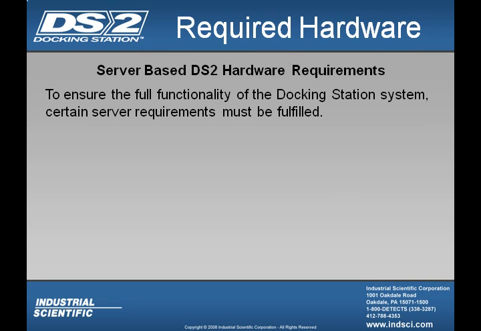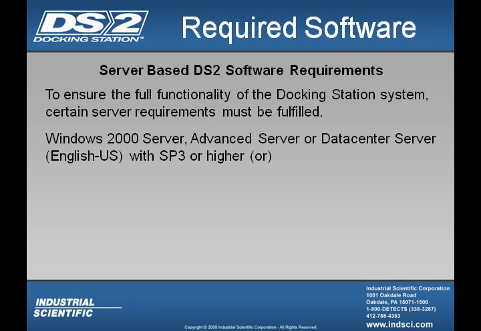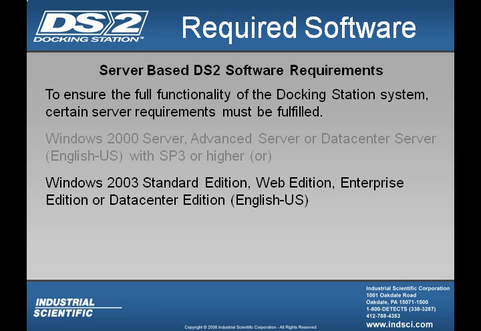To ensure the full functionality of a docking station system, certain server requirements must be fulfilled. We have to ensure that it is a Pentium 3 800 MHz or higher, and that we have at least 265 megabytes of RAM. We also have to ensure we have 4 gigabytes free disk space, and that we're utilizing Windows 2000 Server, Advanced Server or Data Center Server with SP3 or higher, Windows 2003 Standard Edition, Web Edition, Enterprise Edition, or Data Center Edition.